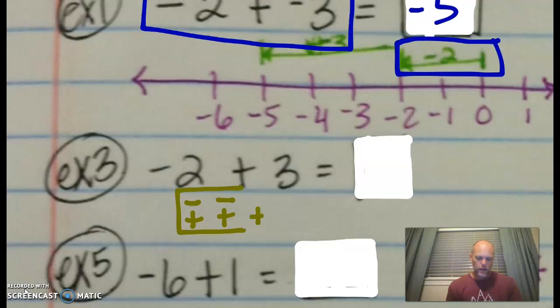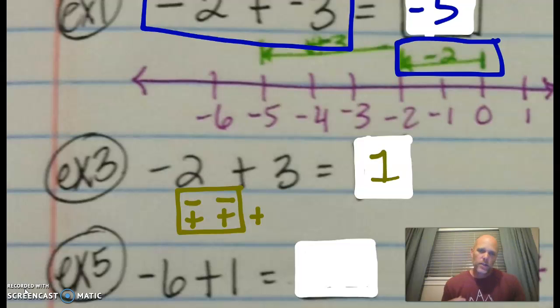This right here, besides kind of looking like somebody that got punched in the face, and that's their eyebrows and stuff. Anyway, what are we left with on the outside of that 0 pair? 1 positive. So the answer would be 1.